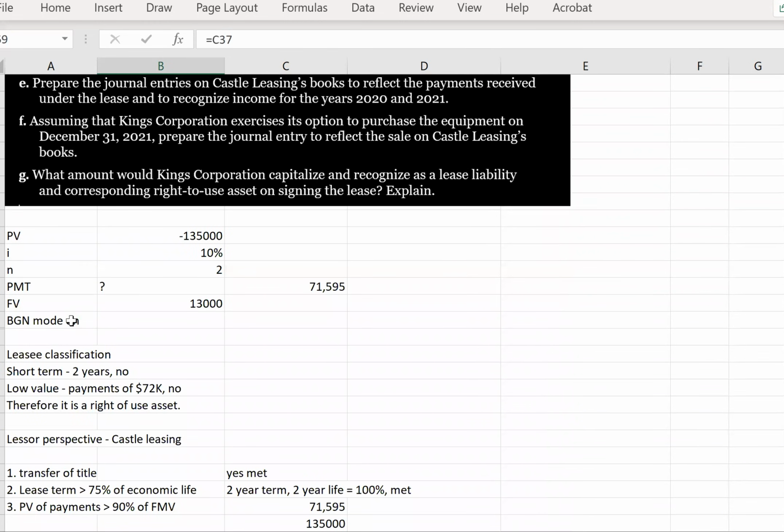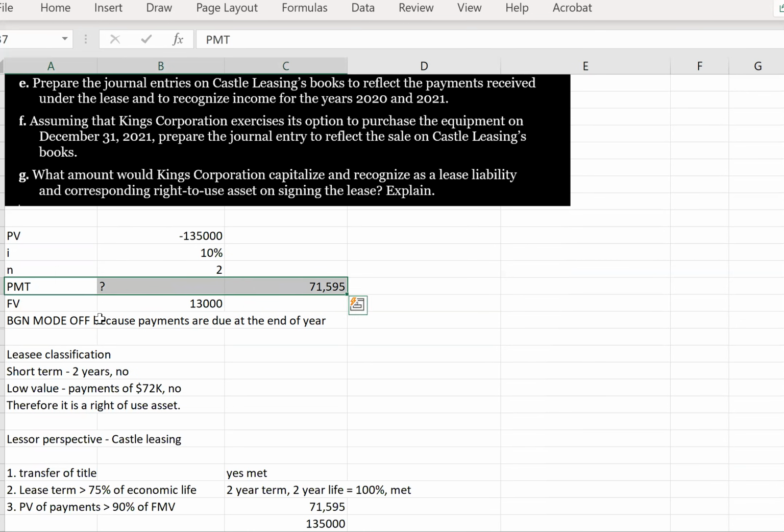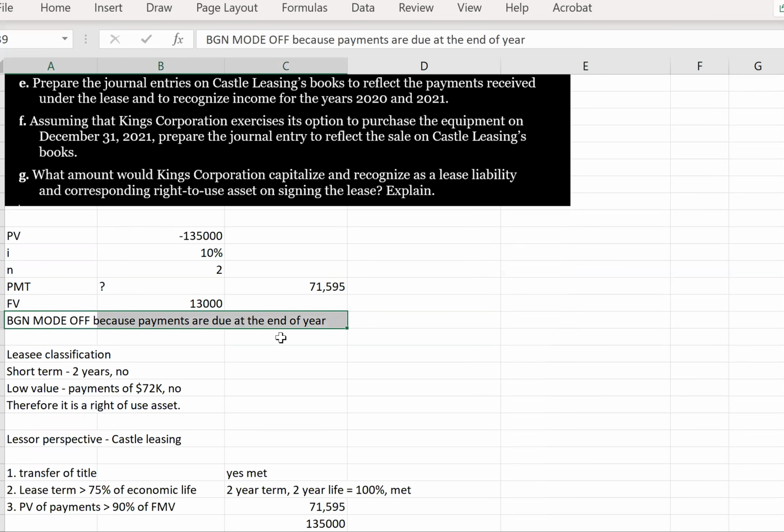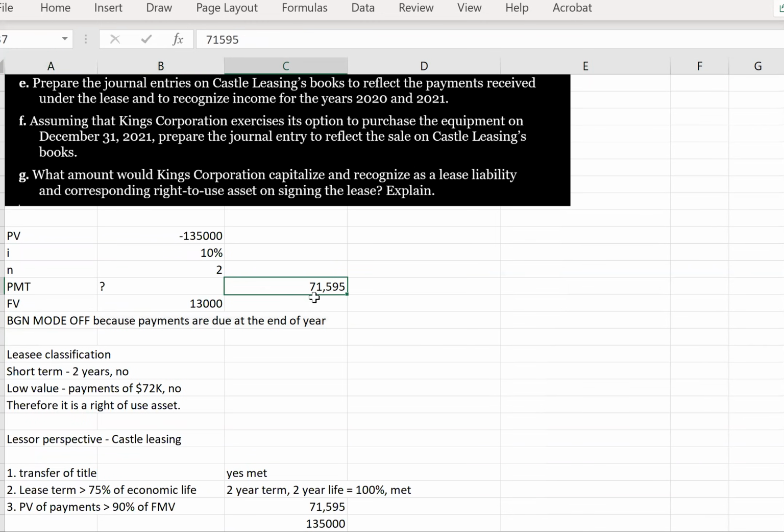So here where we calculate this, we don't want the begin mode on. So begin mode needs to be off, because payments are due at the end of the year. We haven't seen a question where payments were due at the end of the year before. So the begin mode needs to be off and you're going to get the 71,595. You wouldn't have been able to calculate that before I clarified that we need the begin mode off. This idea that the lease payments are due at the end of the year is going to change quite a bit. So now our present value is 71,595.